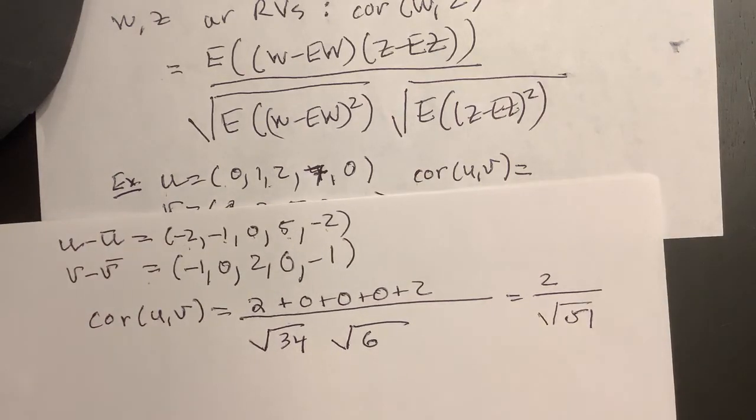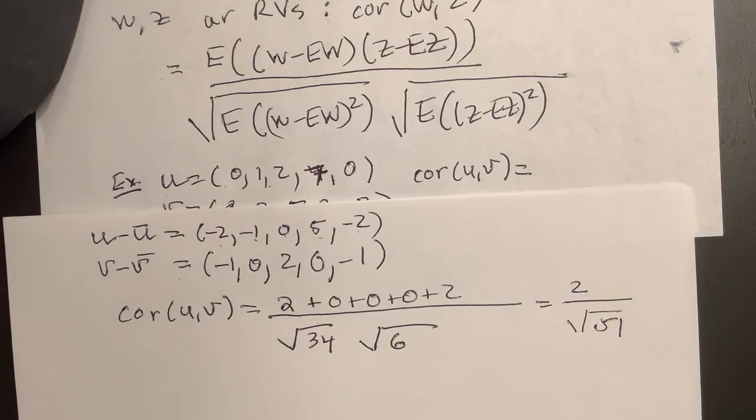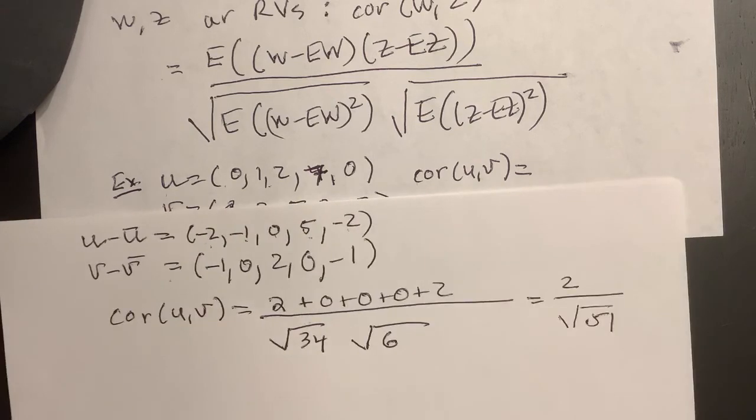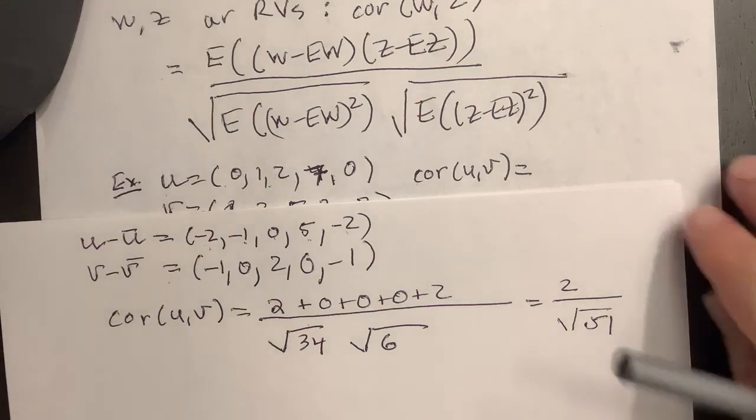Okay, so slightly positively correlated. It's not a very big number. Well, square root of 51 is a little bigger than 7, so it's going to be like 0.2 or something, 0.15 or something. Okay.